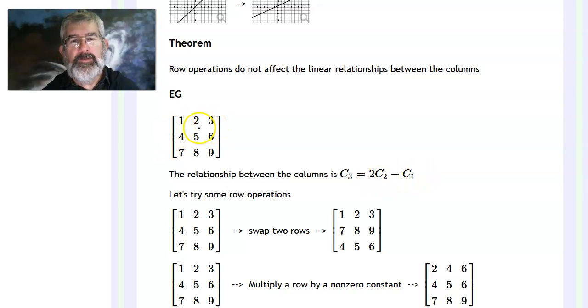You can double check here. This 3 is 4 minus 1. The 6 is 10 minus 4. The 9 is 16 minus 7. The entries in the third column are the corresponding entries 2 times in the second column minus the ones in the first column. Right? Now, let's try a row operation on this.